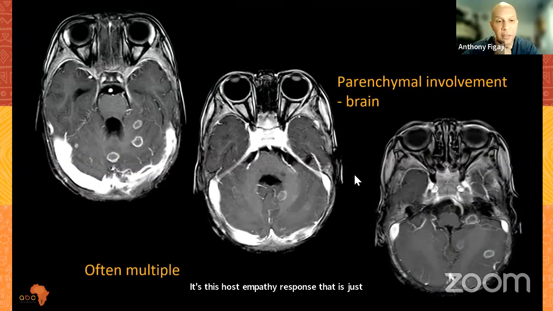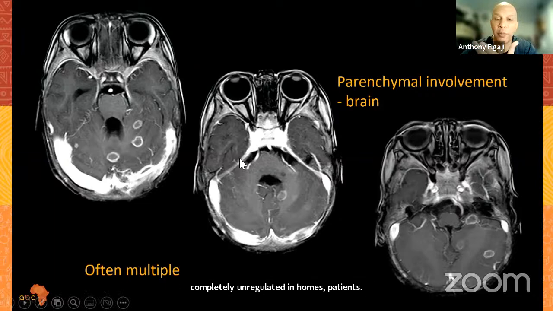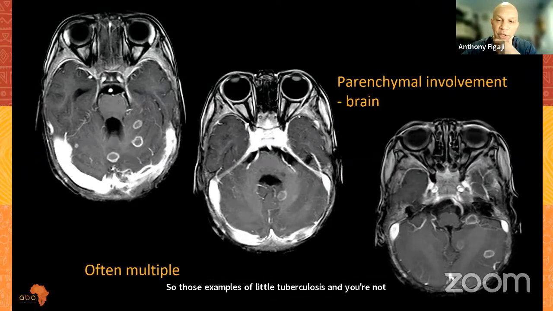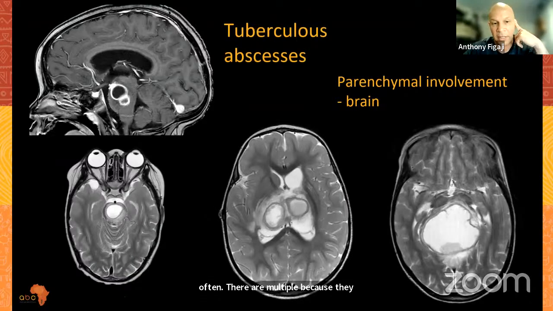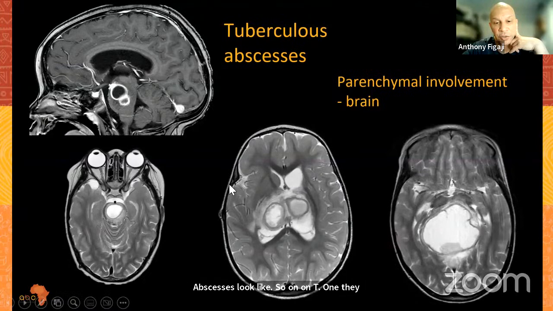So those examples of little tuberculomas, you're not going to operate on these. They generally go away with treatment. Often they are multiple because they're hematogenously spread. And this is what tuberculous abscesses look like. So on T1 they're black. On T2 they're quite white, or at least isodense.